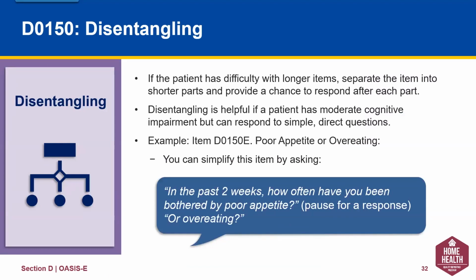If the patient has difficulty with longer items, you can separate them into shorter parts and provide a chance to respond after each part. This interviewing technique is called disentangling. This method is helpful if a patient has a moderate cognitive impairment but can respond to simple, direct questions. Here's an example. For item D0150E, poor appetite or overeating, you can simplify this item by asking, "In the past 2 weeks, how often have you been bothered by a poor appetite?" And then pause for a response, and then say, "Or overeating," and then pause for a response.